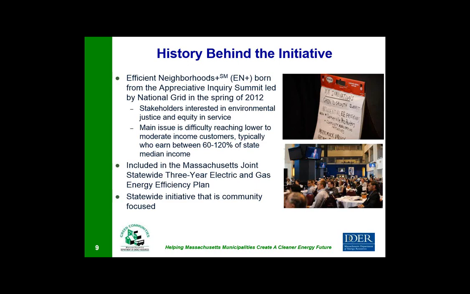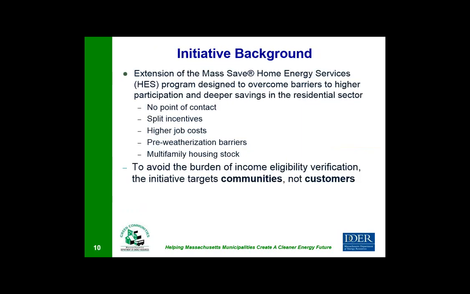However, it was really community focused. So it was conducted in a number of communities across the state and across all Massachusetts PAs. A little bit more background. This initiative builds on the existing Mass Save Home Energy Services program. And that program is a home audit program in which an energy efficiency professional will go into homes, conduct an audit, and identify areas where the homeowner or the resident could make improvements to save energy.